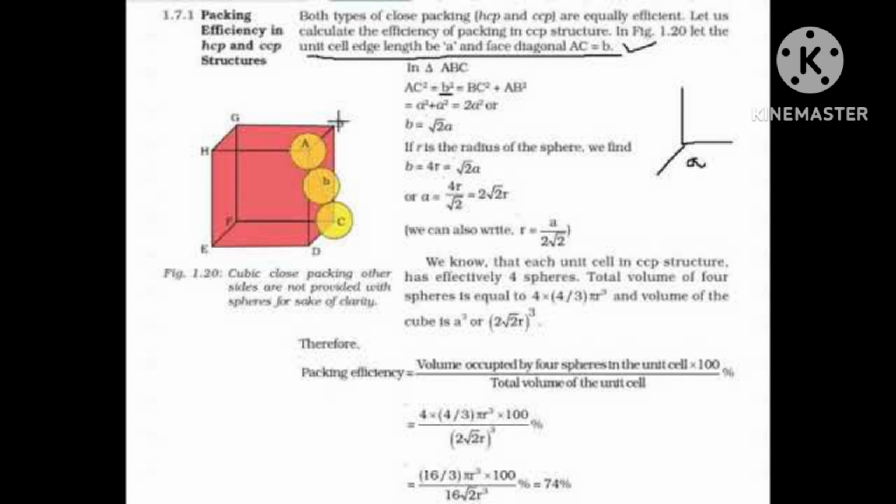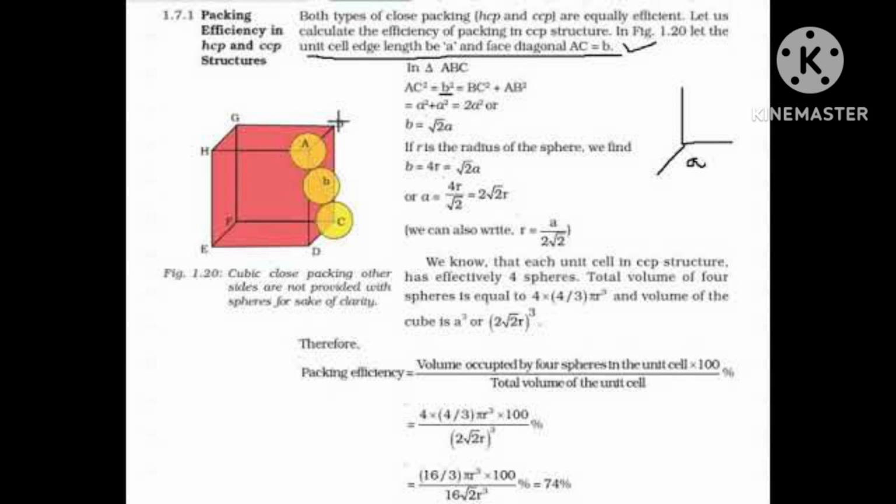That's why volume occupied by 4 spheres means 4 atoms. Volume occupied by 4 spheres in the unit cell into 100, divided by total volume occupied by 1 unit cell. Both values you have already calculated. That value you put in this formula.